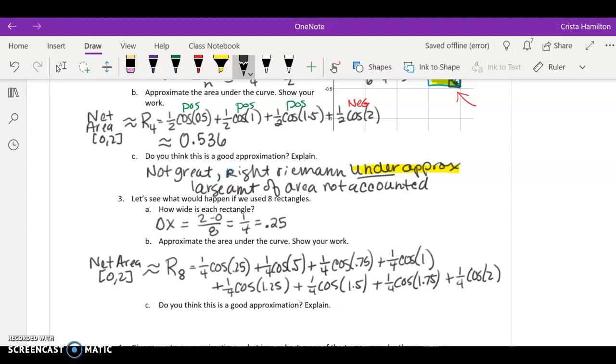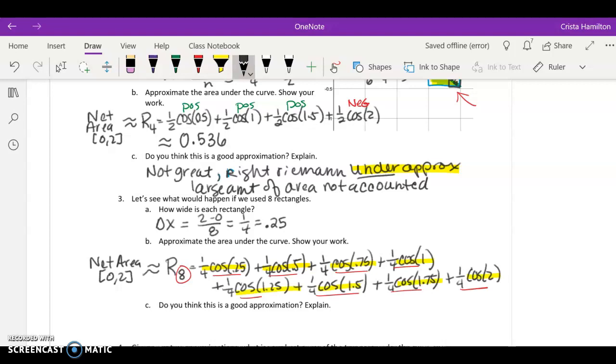And when you're doing the right Riemann sum, it actually is nicer because you end at the b value, the end of your interval. But if you were doing a left Riemann sum, remember you would stop at 1.75 because you would have been including cosine of 0 at the beginning. But make sure you count that you have 8 of these being added, one for each rectangle.